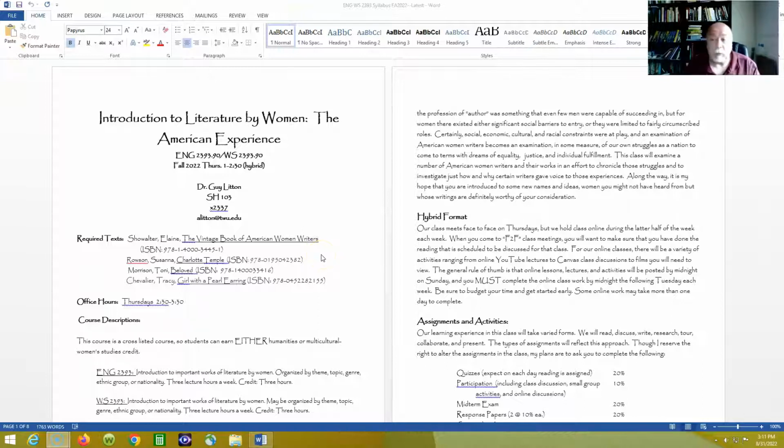Well, we've got some required texts. The first one is the Showalter text, the Elaine Showalter text. It should be readily available, certainly in our bookstore, but also online at Amazon or different outlets. It's a very popular text. It's called The Vintage Book of American Women Writers. Green cover, easy to find, should be pretty easy. Let's see.